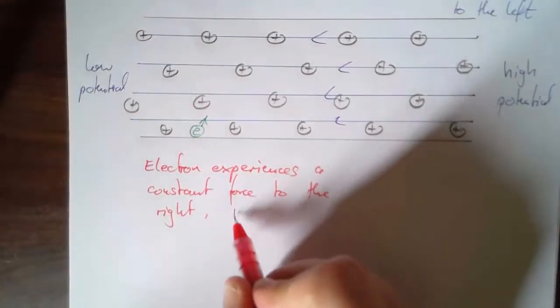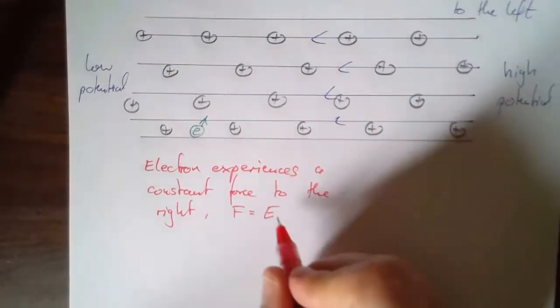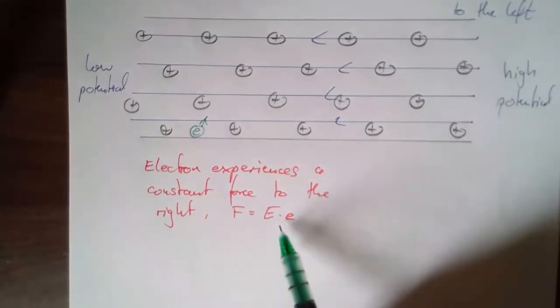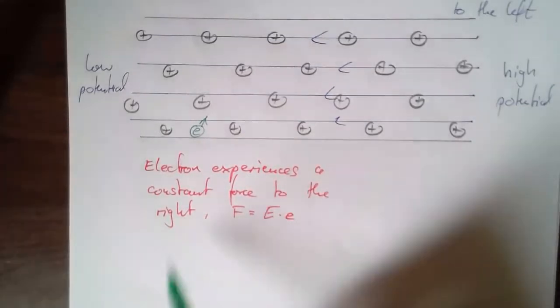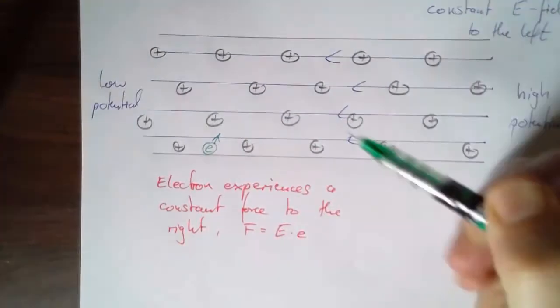The force is going to be, of course, the strength of the field times the charge of the electron, which is E. Yes, I know the charge of the electron is technically minus E, but I've already said that the force is to the right, so I've taken care of that. So let's see what path this electron is going to follow now.